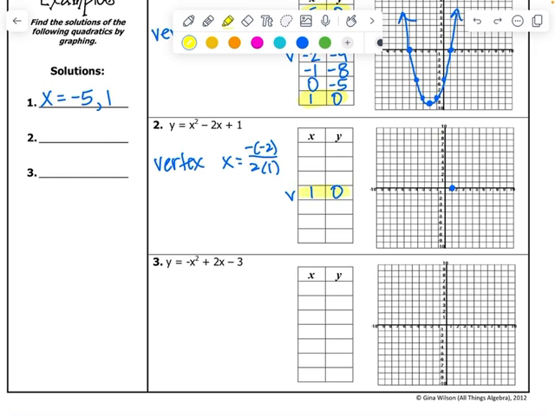So here's a time where we know that we're only going to have one solution because our vertex is on the x-axis. So let's do this. Let's at least get our graph. We can't just plot the vertex and call it a day. We need to plug in a couple numbers to the left and a couple numbers to the right of our vertex. So I'm going to have you press pause, and I want you to plug in 0 and negative 1. I will plug in 2 and 3.